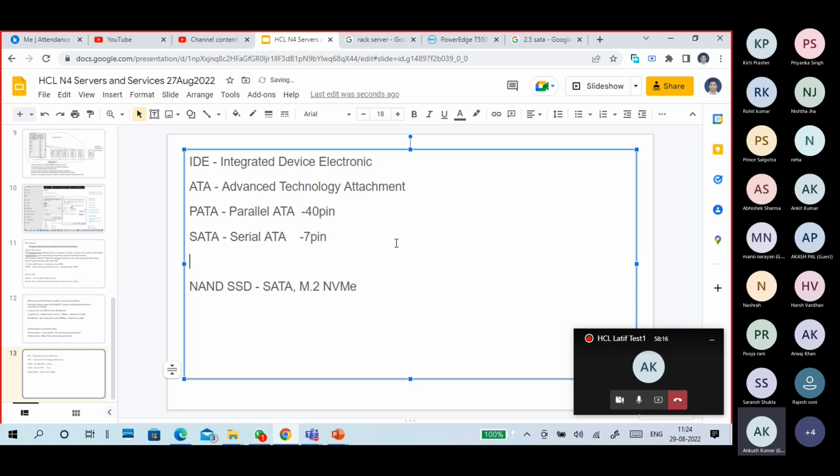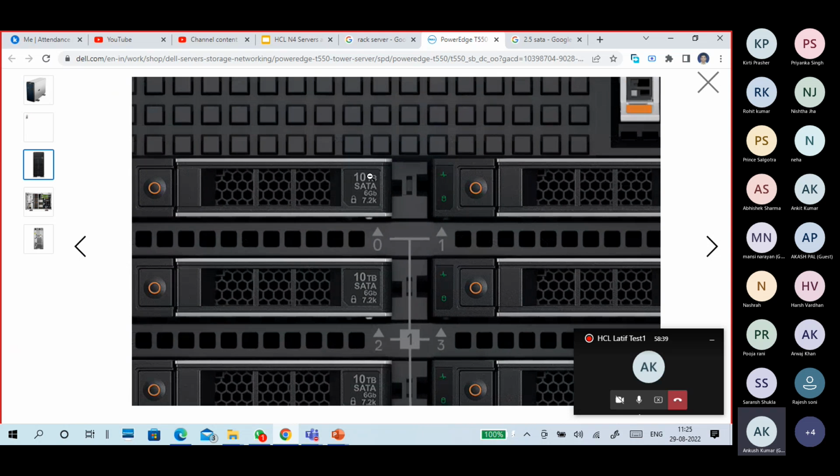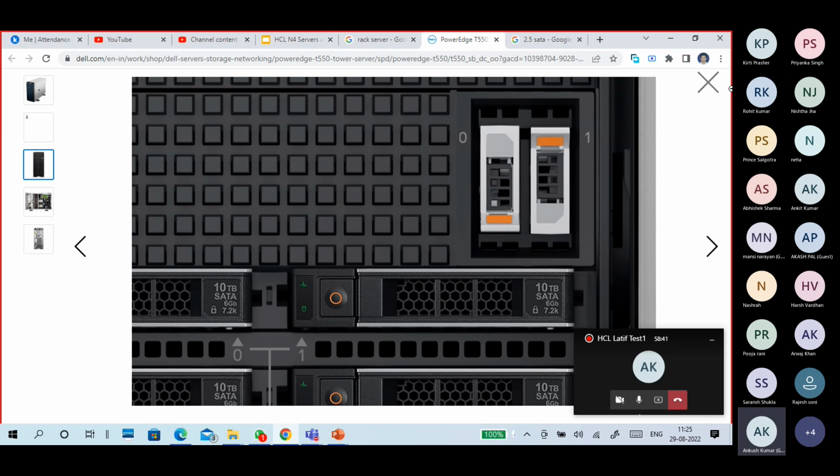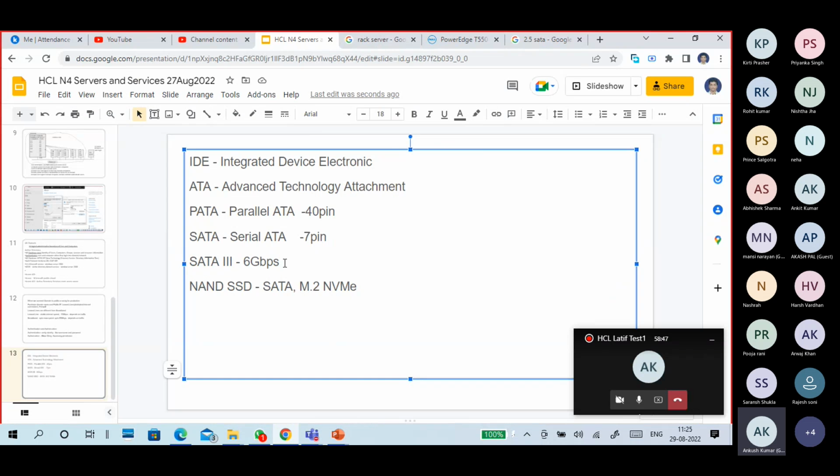You know, the new SATA version is SATA 3. It has 6 Gbps data speed. That means the connectivity speed, not the read and write speed. It is a connectivity speed of 6 Gbps. That's why when you see it showing 6 GB, that is the data connecting speed. Okay, so next, again SATA, PATA. Next type of hard disk is SSD.